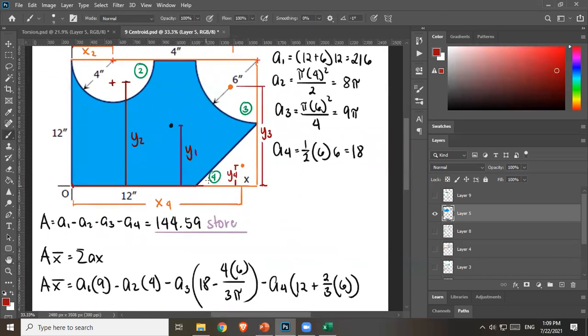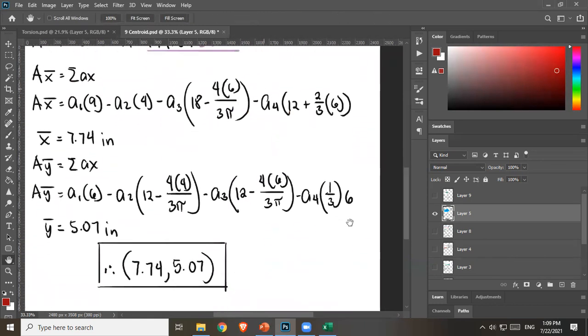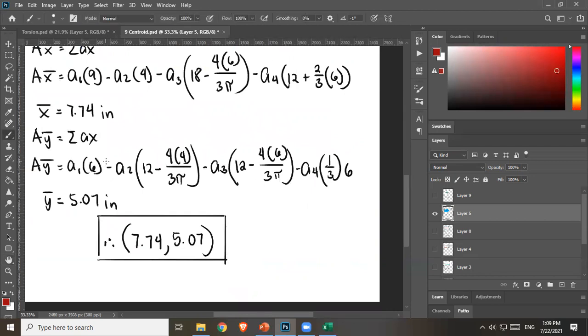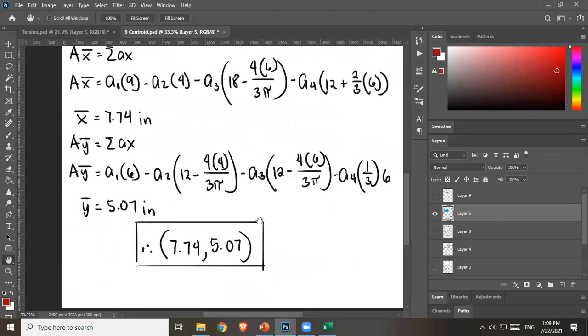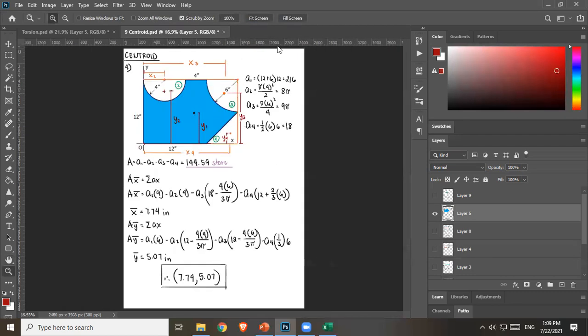And then finally, your right triangle, this is your y sub 4, right? That's the distance from your higher edge. So that's 1/3 of the length, and this length is 6. So 1/3 times 6. Again, empty spaces are negative. Solving for y bar, you'll get 5.07. Final answer, 7.74, 5.07 as your coordinate. And that's it for number 4.